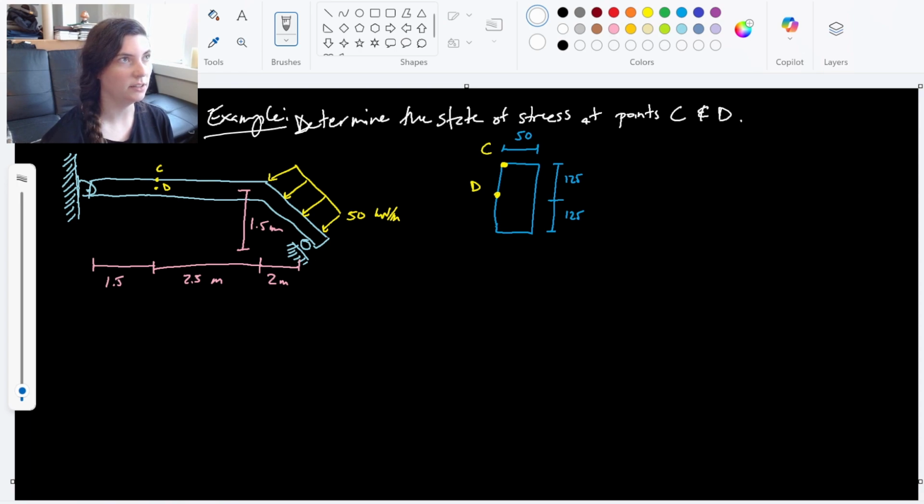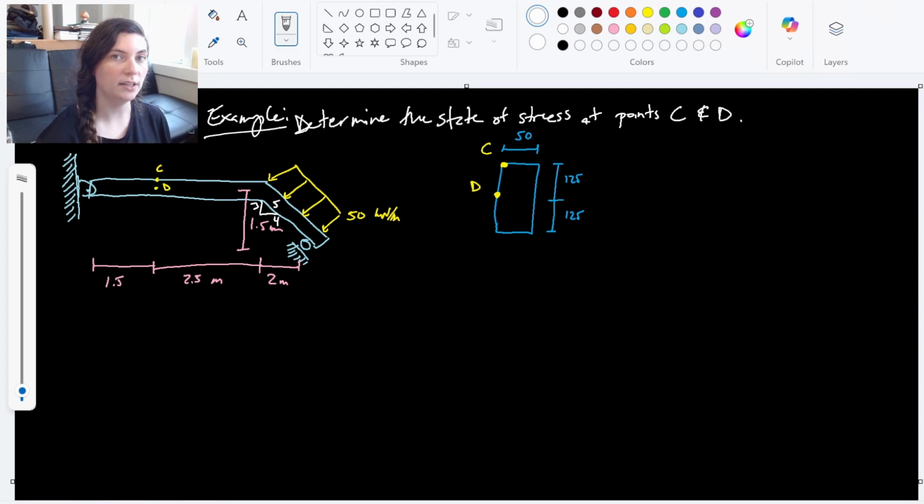This angle is a 3-4-5 triangle. It's a 1.5, a 2, and then a 2.5. So this is just for handy reference, a 3-4-5 triangle on this angle. And we've got a distributed load on the slant and then a roller down here.